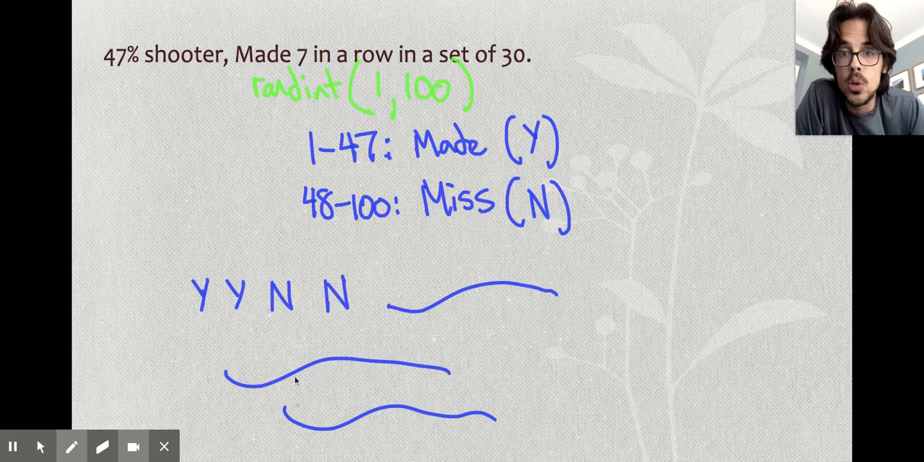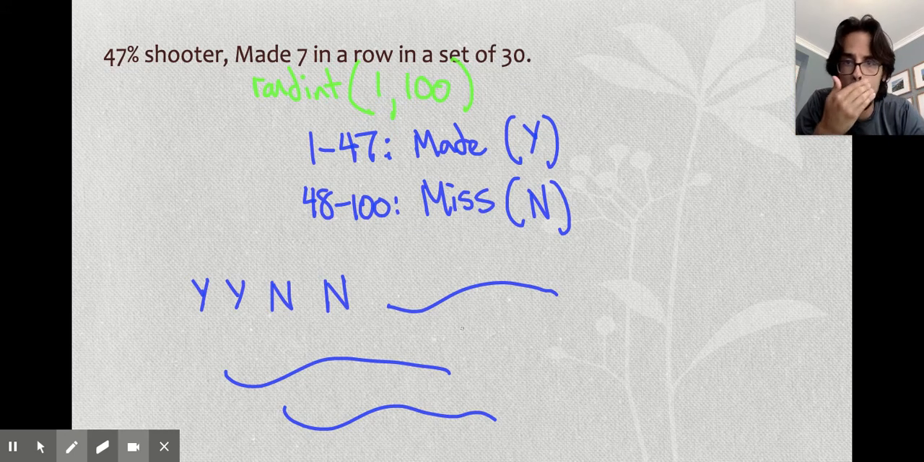So anyway, you get your 30 trials right here. A lot of times we do this in class with randint, and then we go around the room because everybody has a different trial. After you do this, though, what you care about is not how many you made. We just want to see how likely it is that you get 7 in a row. That's the probability that we cared about.